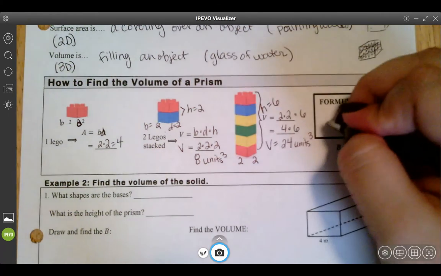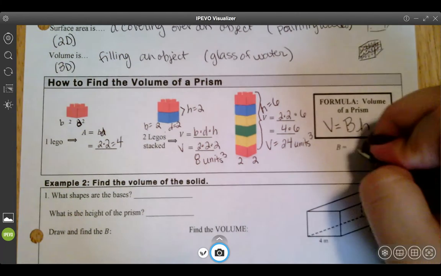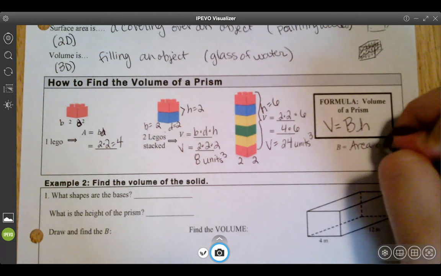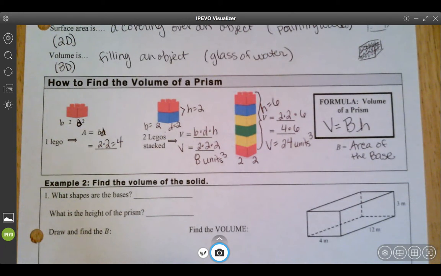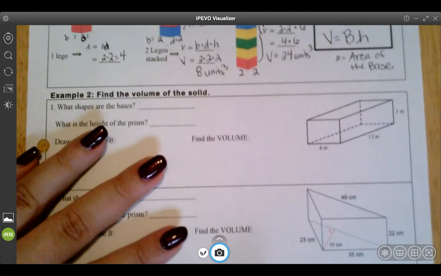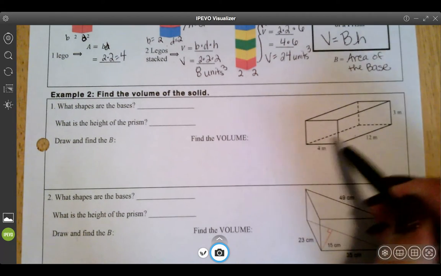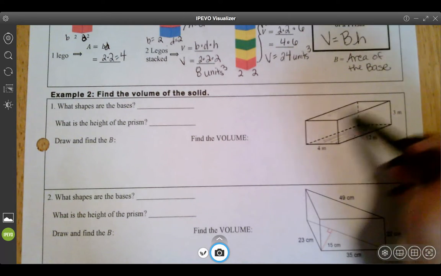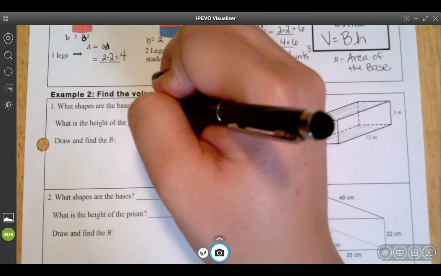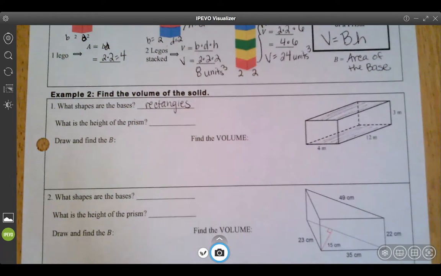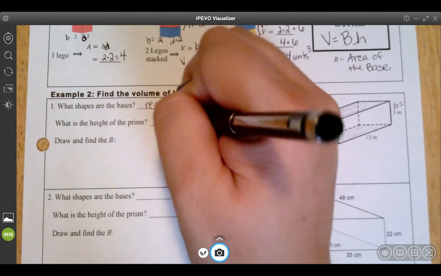Okay, so our formula for volume is going to be base times height, where base, the capital B, means area of the base. Very similar to our formula for surface area, which had that capital B for area of the base. So let's look at an example. Here we have a rectangular prism because it has 2 bases. I'm going to go ahead and color in my bases. I'll call this one and this one my base. So what are the shapes of the bases? Those are rectangles. Then how do I find the height? The height is the distance between those bases. And so my height is 3 meters.